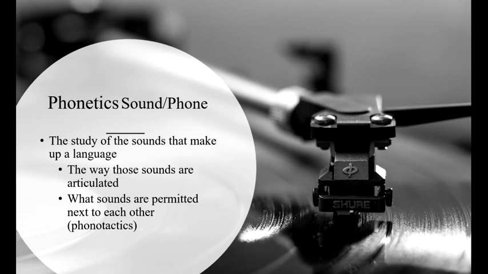Phonetics studies the way that sounds are put together. It also studies what sounds are permitted next to one another. And it also studies the physical production of sounds. So where is a T made in relation to a D? Is it further towards the front of your mouth, or is it further towards the back of your mouth?